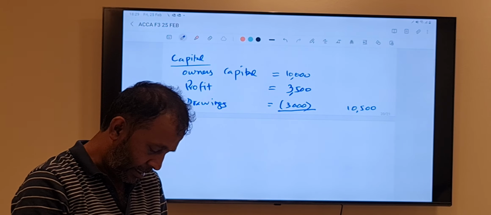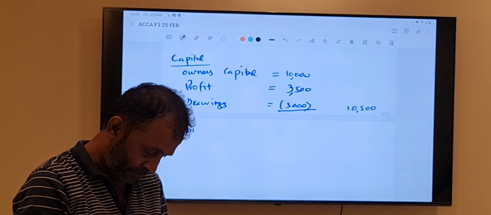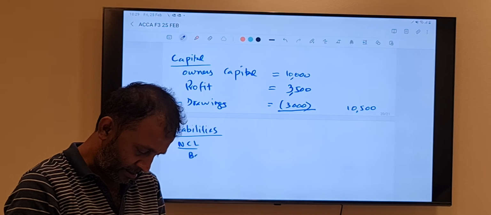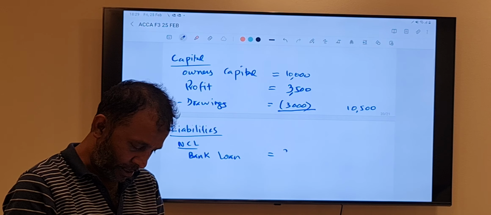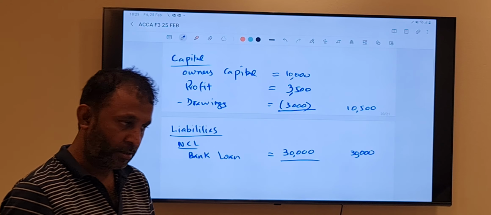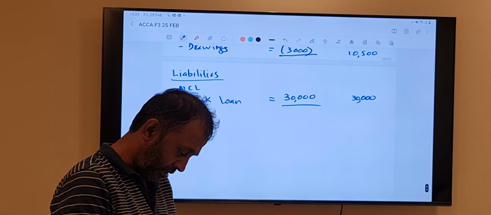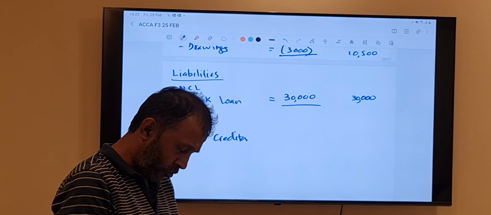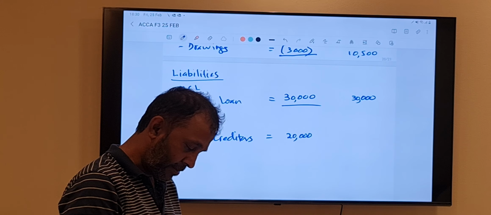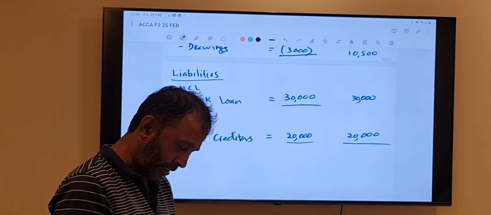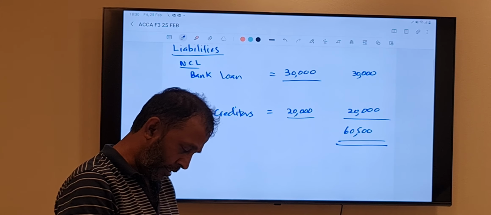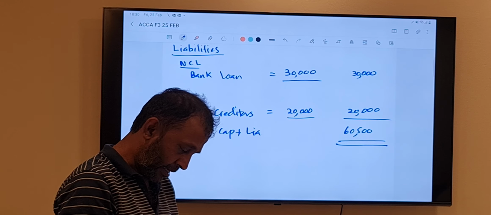Then, liabilities. Non-current liabilities. We have bank loan. Bank loan, I think 30,000, no change. Correct? Yes. And then current liability, trade creditors. It is also no change. How much? Current liability, I think 20,000. So we take the total of these three, 20, 30, 50 plus 10,500, 60,500 total capital and liabilities.